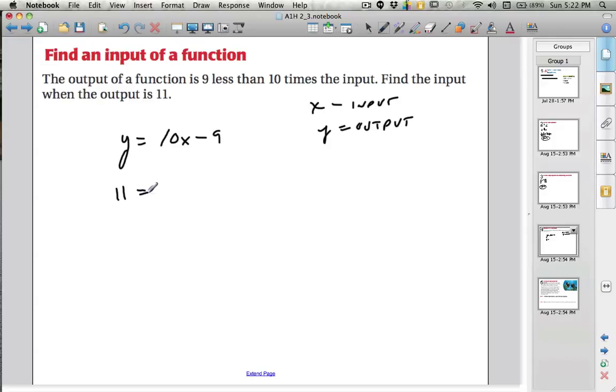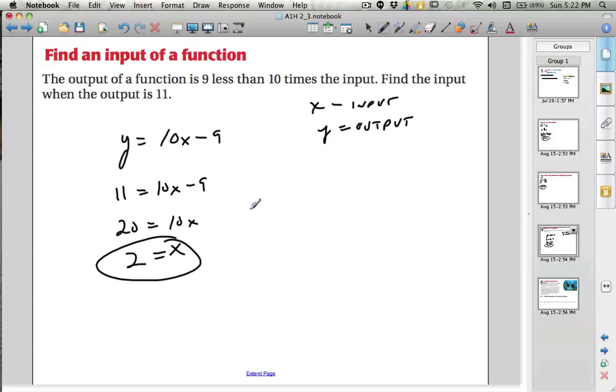So if that's equal to 11, if I add 9 to either side, 20 is equal to 10x. And then I divide by 10, x will be equal to 2. So when my input is 2, my output is 11. If we tested that, I would plug it in. Excuse me, it wouldn't be y. It would be, is 11 equal to 10 times 2 minus 9? Is 11 equal to 20 minus 9? Yes, 11 is equal to 11. Okay, so I'm able to work through this and then also check my work.